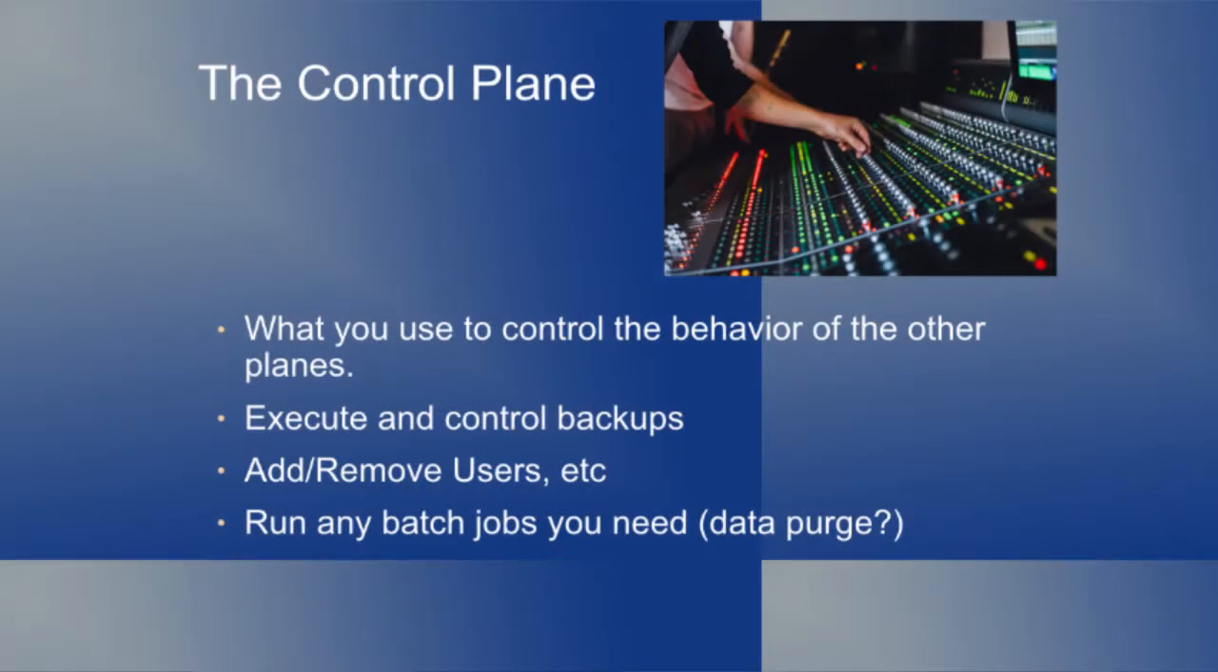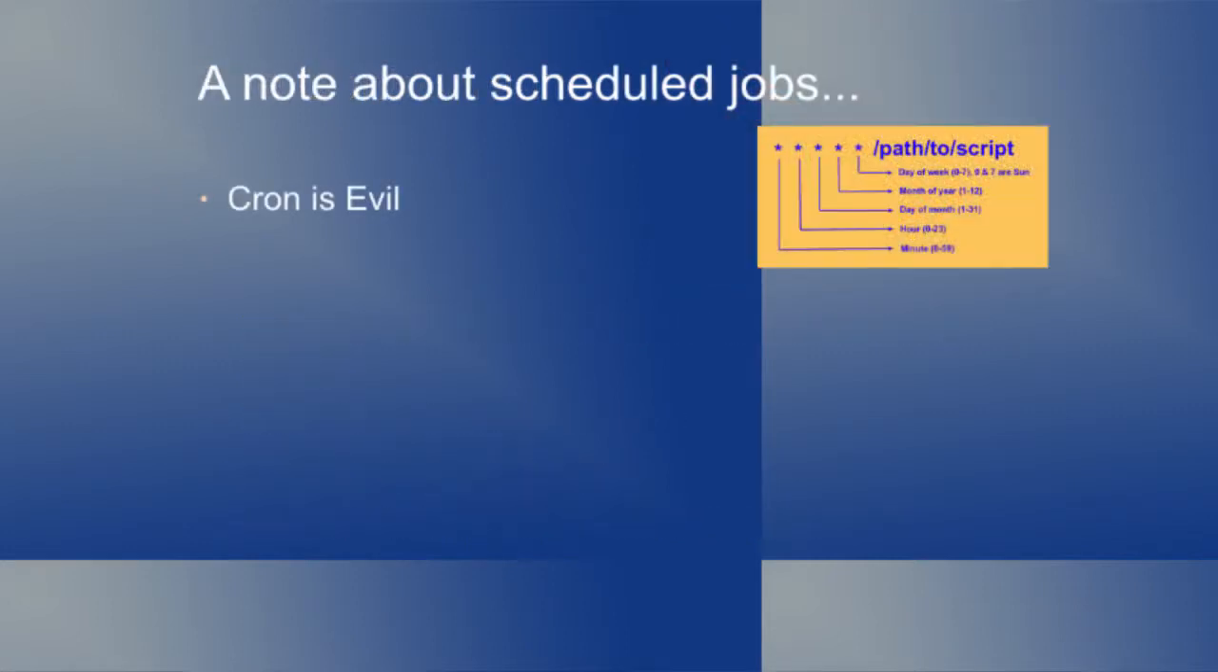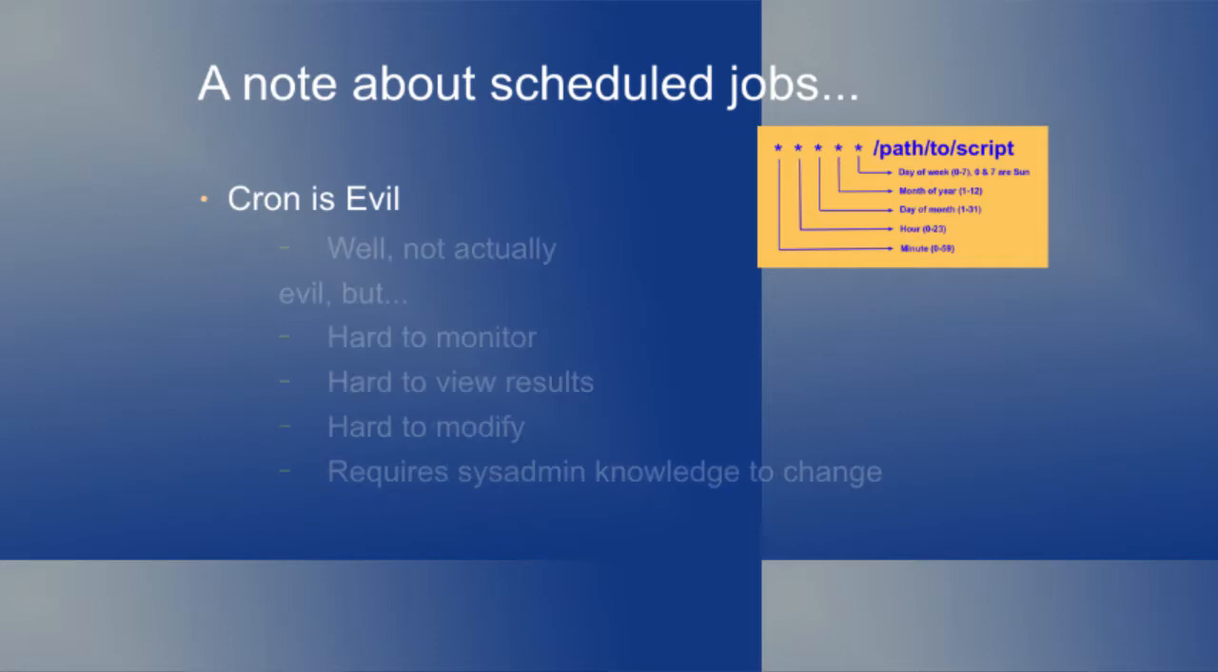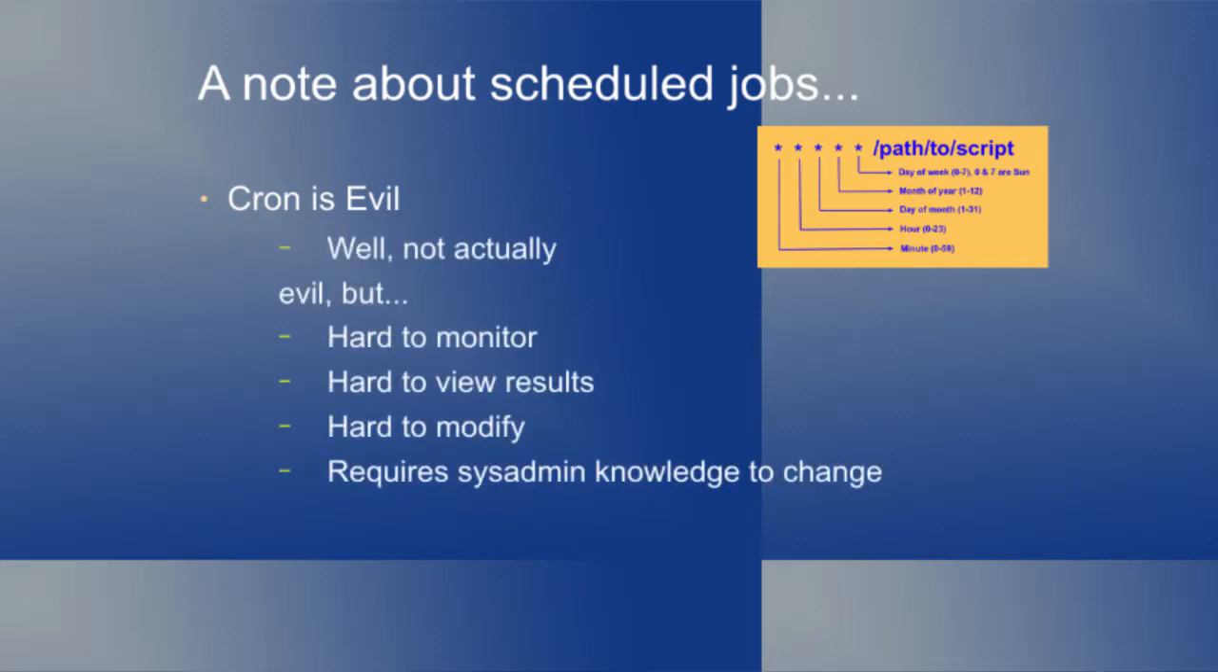Control plane controls the behavior of the other planes. Backups, remove users, batch jobs, things like that. A little bit about scheduling. Cron is evil. All right, so it's not really evil, but if you've got cron running on 200 systems, it's hard to monitor, it's hard to change, it's hard to see what it's doing. Requires a system administrator to do that.